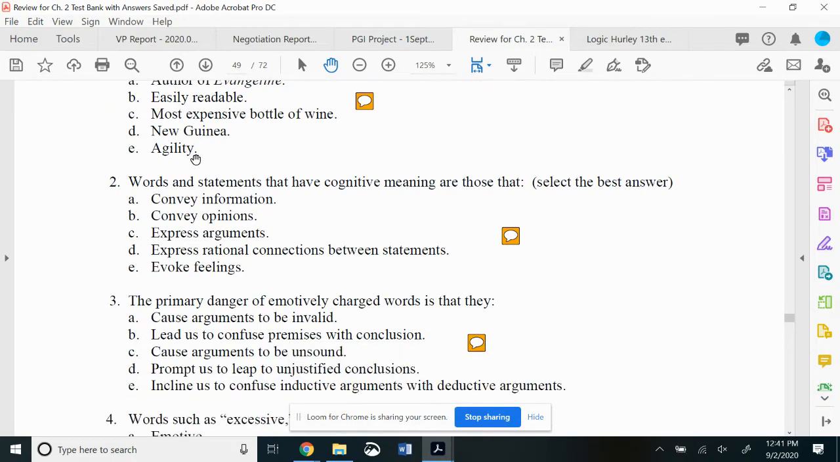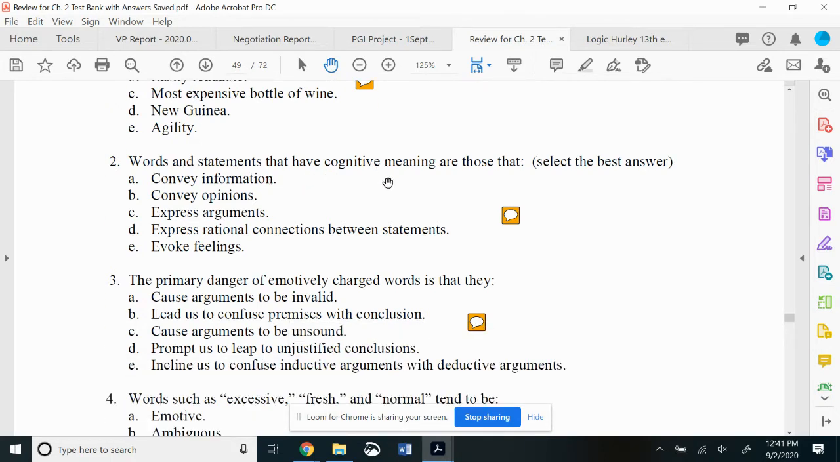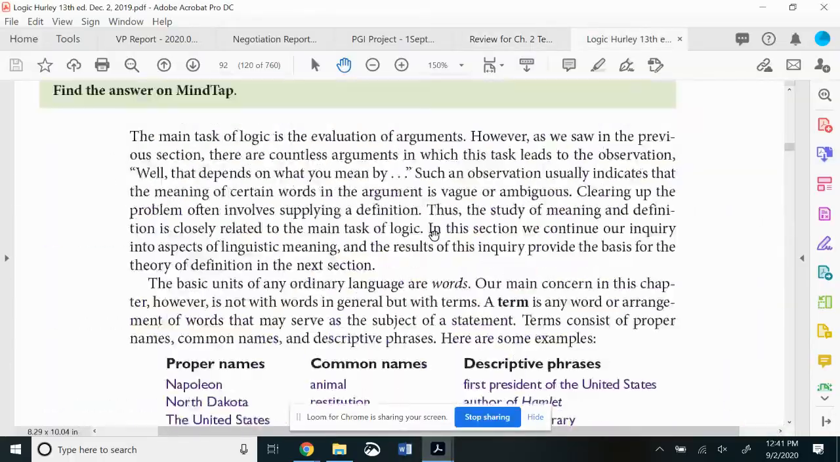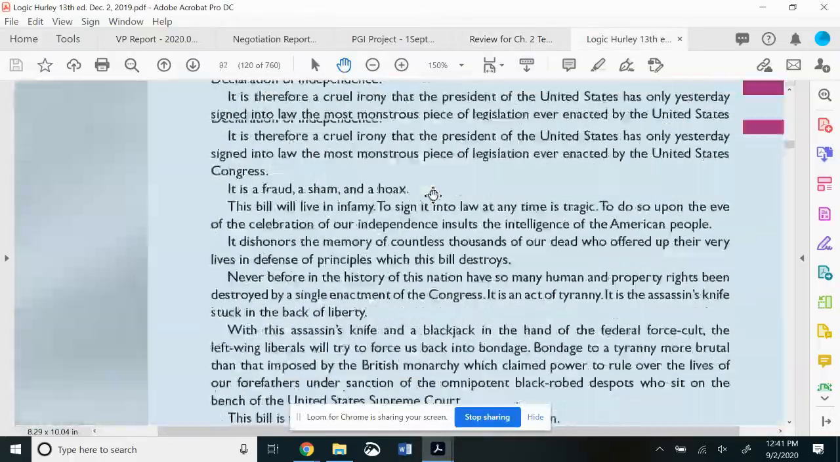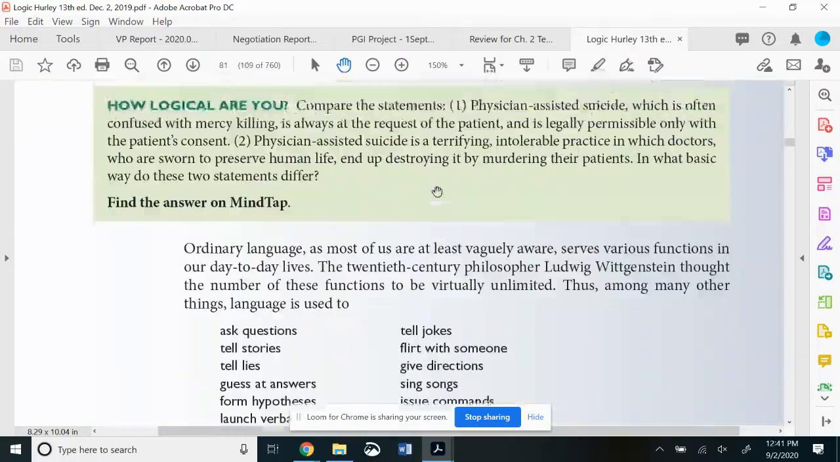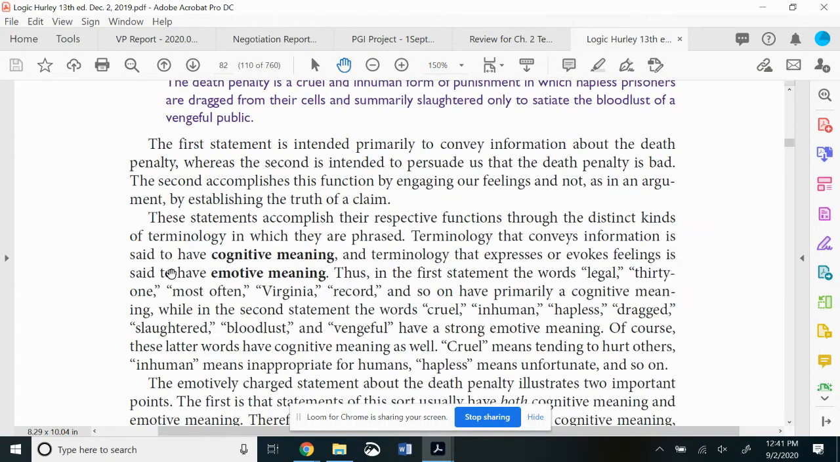So let's move on to 2. Words or statements that have cognitive meaning. Select the best answer. What does a statement that has cognitive meaning do? It's the main function. Push pause if you want to think about this. And the answer is A, conveys information. If you struggled, and I believe this is where Hurley does the reverse, this is section 2.1. This is where I was going in the very beginning. So in 2.1, cognitive meaning conveys information. See it right there?